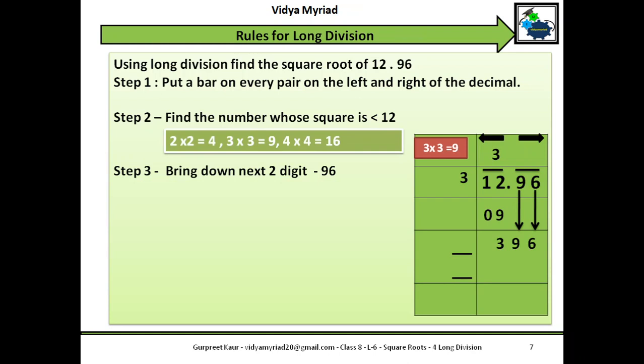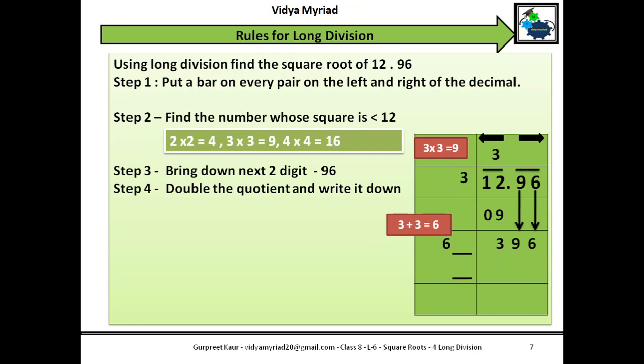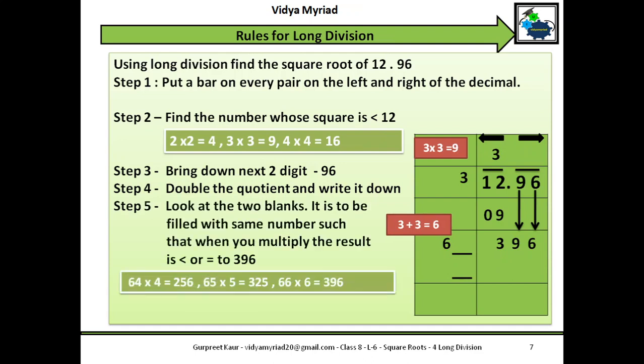Now what we will do is, over here you will double the quotient. So 3 plus 3 you will take as 6. Now try to find out the multiple. What digit should I multiply? Let us try. I have tried with 4 because it is a big number. 64 into 4 is 256. 65 into 5 is 325. 66 into 6 is 396, and I am getting that answer.